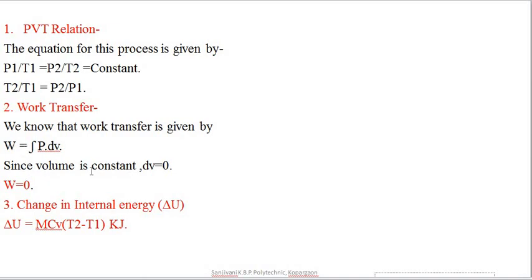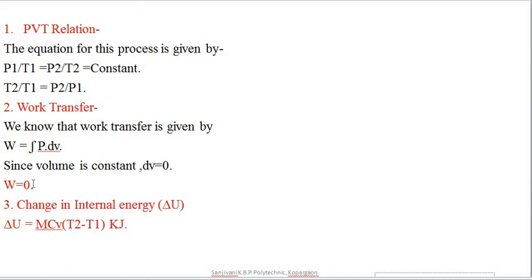Now since the volume is constant, the change in the volume is equal to 0 for the constant volume process. So W is equal to 0 for the constant volume process, because there is no change in the volume, so there is no displacement of the mechanical component. So we are saying that the work transfer is 0.